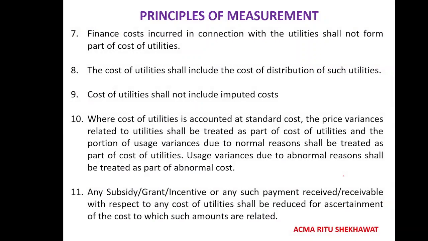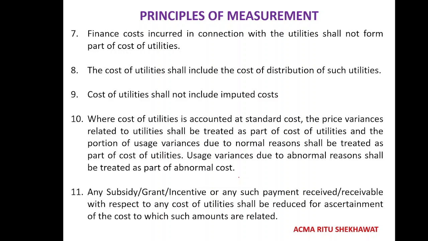Then further it says that finance cost incurred in connection with utility shall not form part of cost of utility. Distribution cost of utility imputed shall not be included, because actually the cost has not been incurred. Where cost of utility is accounted as standard cost, the price variance related to utility shall be treated as part of cost of utility, and the portion of usage variance due to normal reasons shall be treated as part of the cost. Usage variance due to abnormal reasons shall be treated as part of abnormal cost.